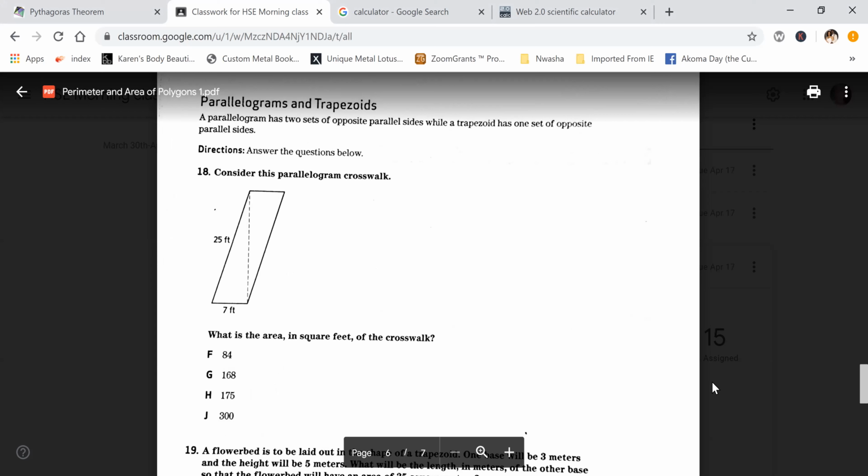So in something like number 18, it's saying consider the area. It says, what is the area in square feet of the crosswalk? So when you're looking at a parallelogram, I need to do base times the height for area. But do I know the height of this parallelogram? No, right? The dashed line is the height. So the 25 is not the height. That's a side length, and this is something you just have to be careful about. So now how would you find the dashed line?